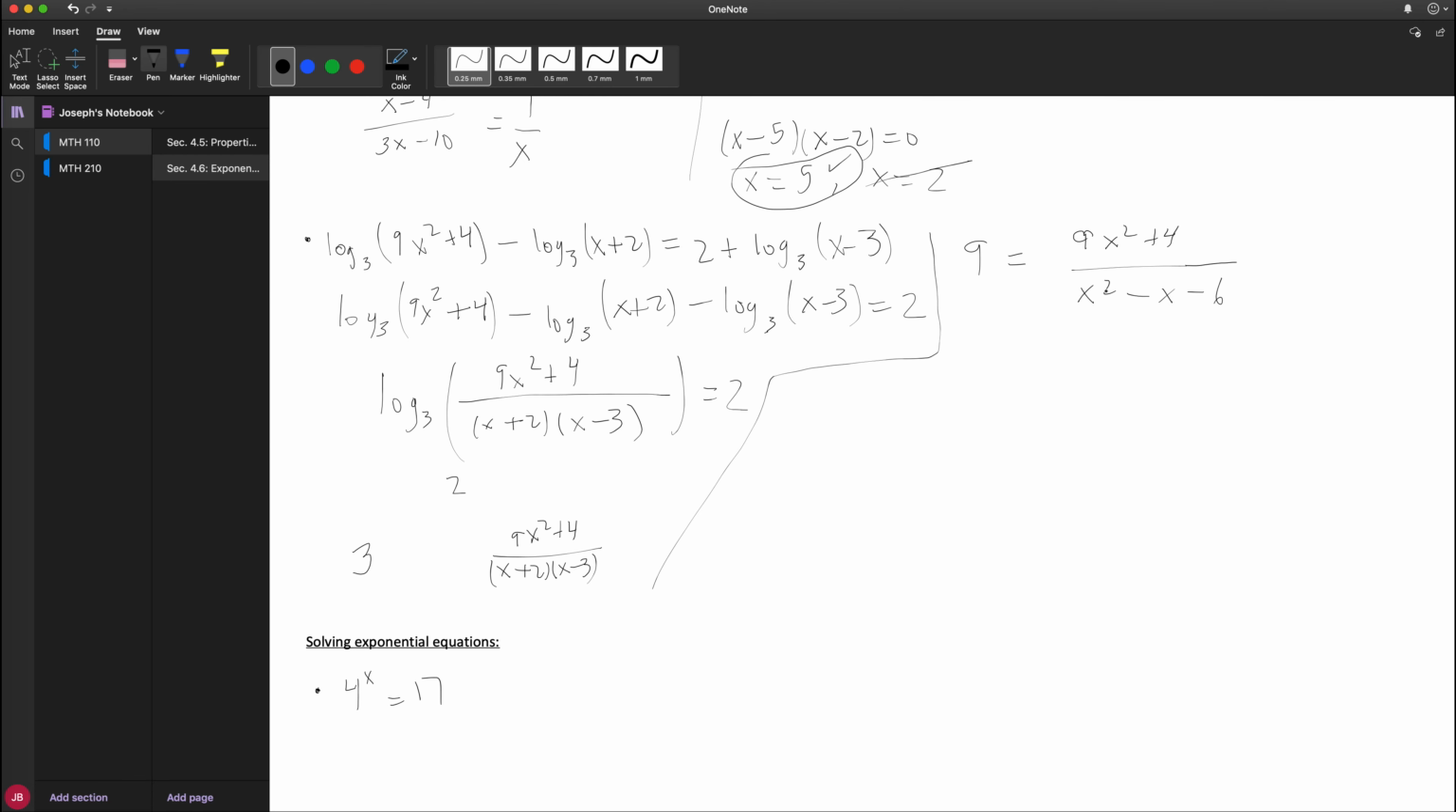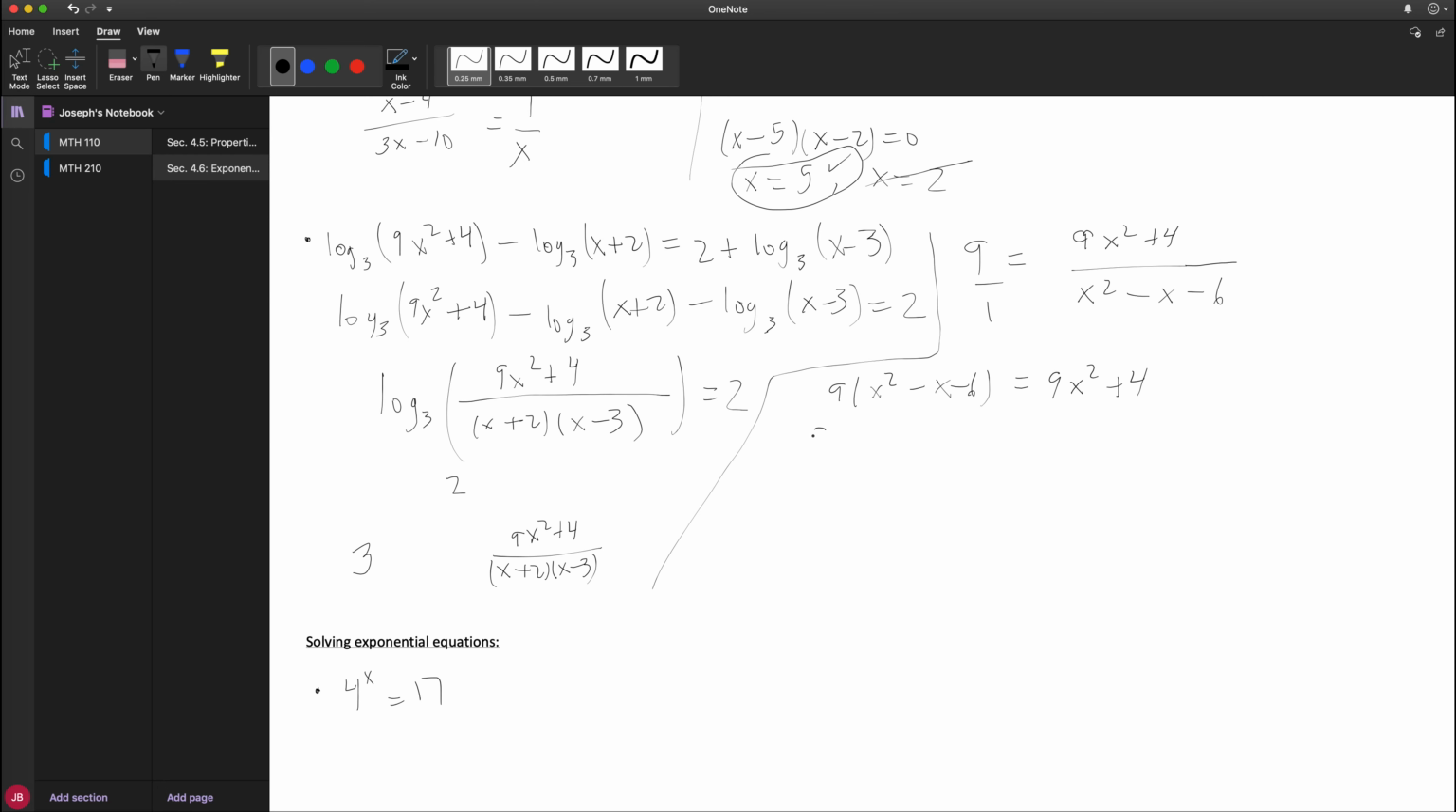And now I can cross multiply to solve. So technically this is like a 9 over a 1. And so what I get is 9 times x squared minus x minus 6 equals 9x squared plus 4, technically times the 1, but that doesn't change anything.